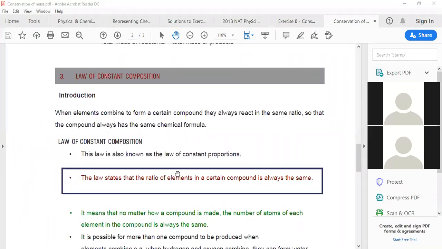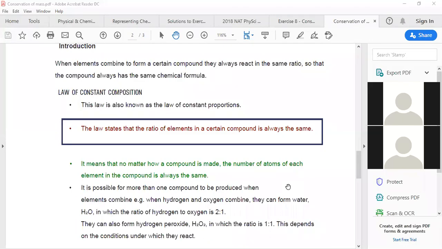This law is also known as the law of constant proportions. So how do you state it? You're going to state: the law states that the ratio of elements in a certain compound is always the same. Can you hear me? Okay. It means that no matter how a compound is made, the number of atoms of each element in the compound is always the same.